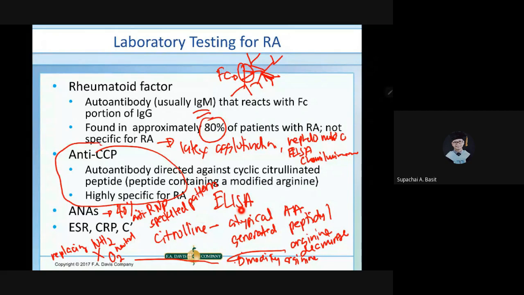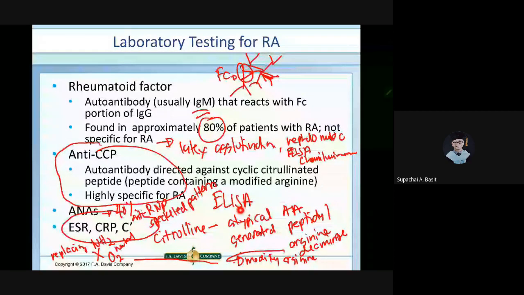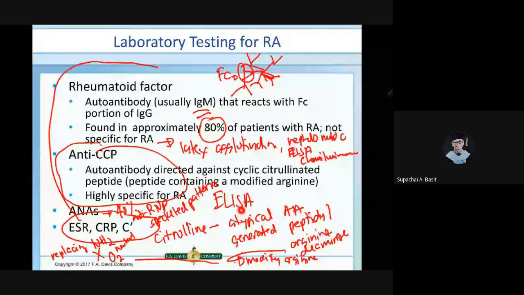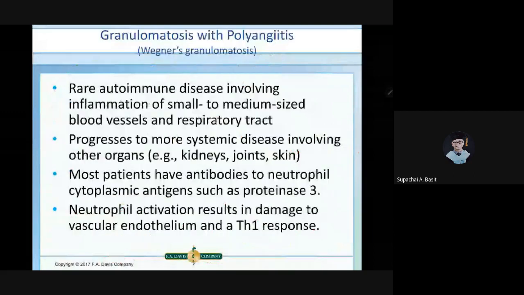So ESR, CRP, and complement can also be used as general indicators. So again, ESR and CRP are not specific, okay? So these are not specific, but they are considered to be general indicators for rheumatoid arthritis. Okay, so that ends our rheumatoid arthritis. So let's discuss another example of autoimmune disease.